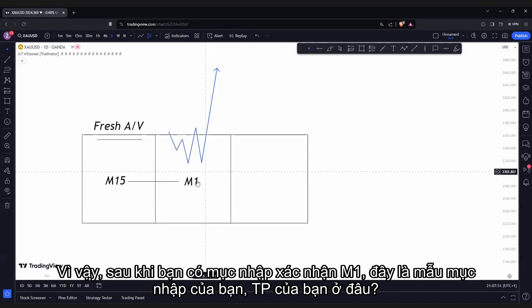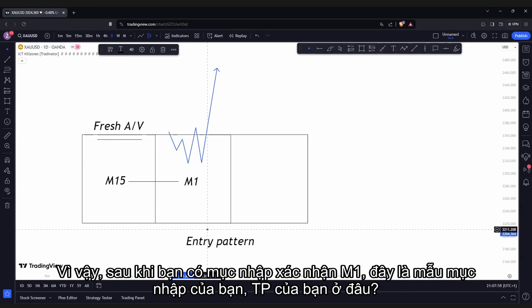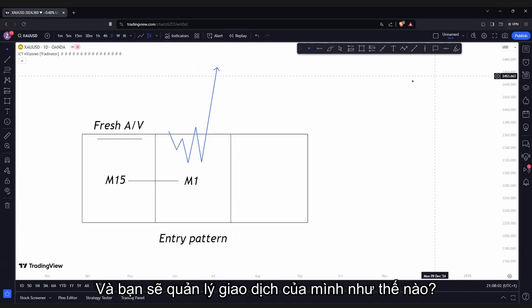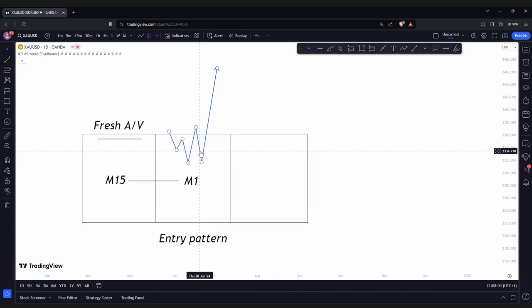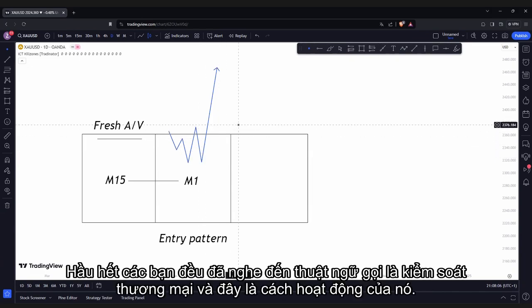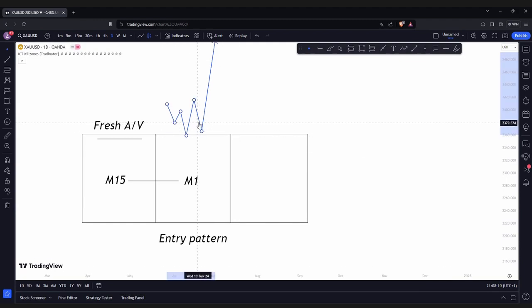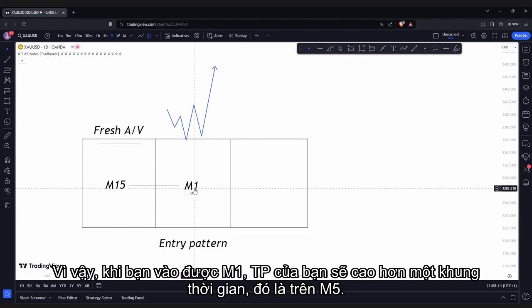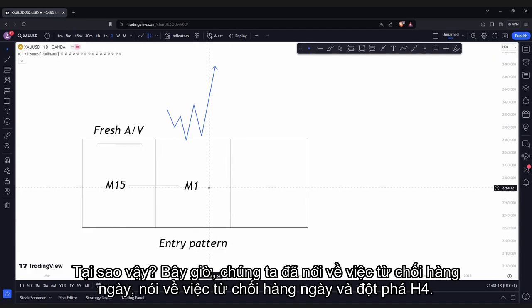So after you have your M1 confirmation entry, so this is your entry pattern. Where is your TP? And how are you going to manage your trade? And most of you guys have heard of the term called trade control, and this is how it works. So once you get your entry on M1, your TP is going to be 1 time frame higher, which is on M5. Why is that?